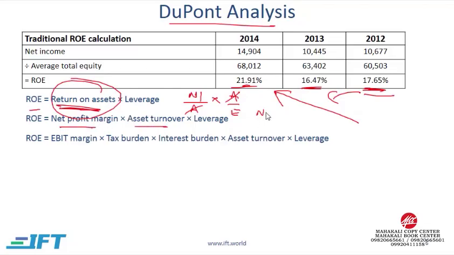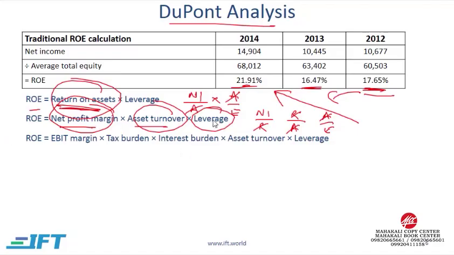So net profit margin is net income over revenue. Asset turnover is revenue over assets, and leverage is assets over equity. So here the revenue cancel out, assets cancel out, so you have net income over equity. Now this is talking about how efficient the firm is in terms of net income from revenue. This is telling us how efficient the firm is in terms of usage of assets, and then this talks about leverage. If the leverage is high, then all else equal, the ROE will be high.